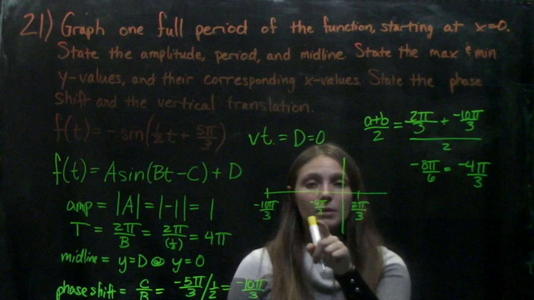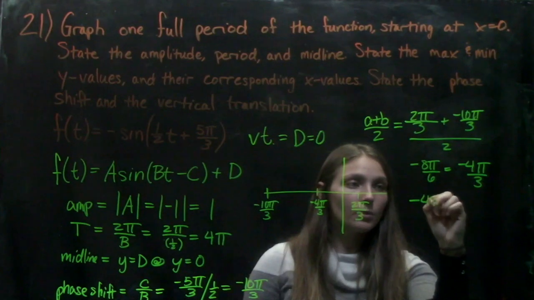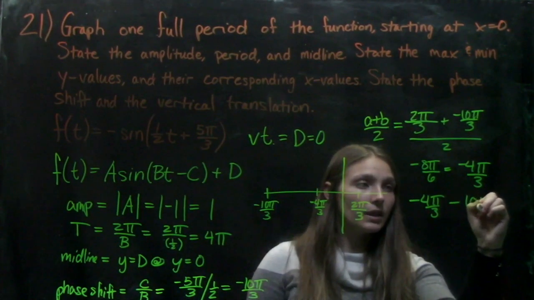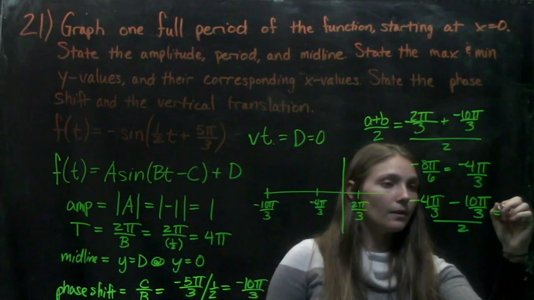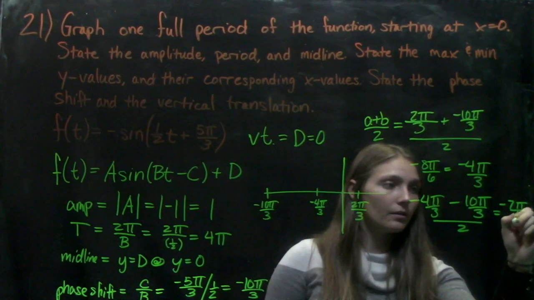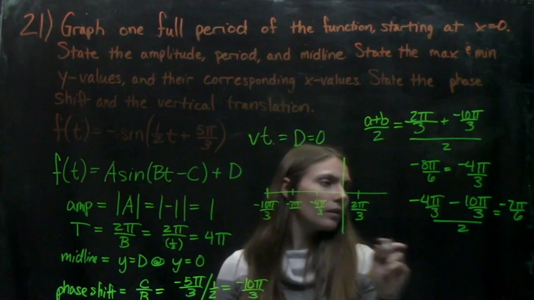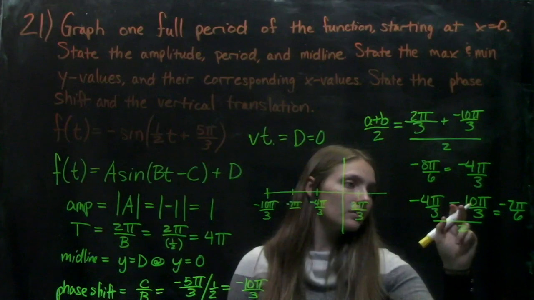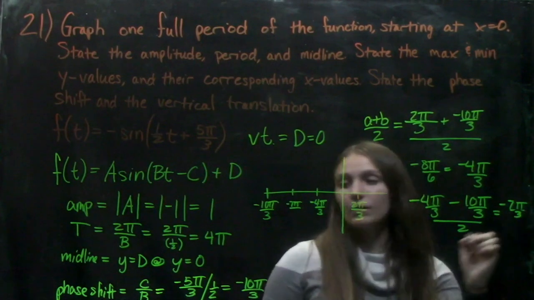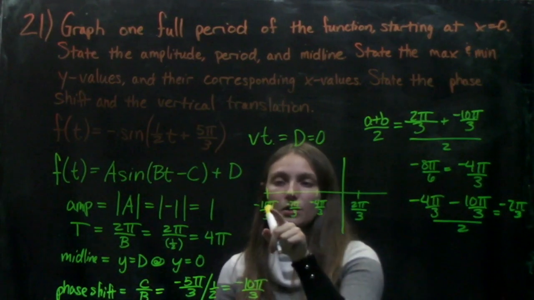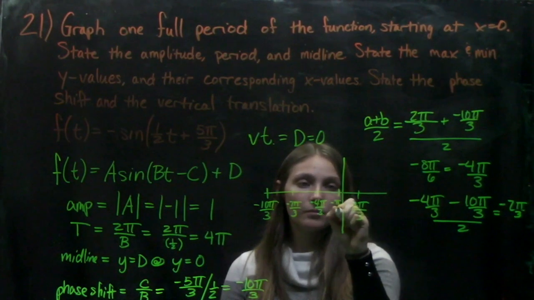Now we're going to find the midpoint of negative 4 pi over 3 and negative 10 pi over 3. So we add those two together, negative 4 pi over 3 plus negative 10 pi over 3, divided by 2. And that's going to give us negative 7 pi over 3. Cool, and so we can notice that the difference here is going to be the same as the distance here, so we can know that this is going to be negative pi over 3.